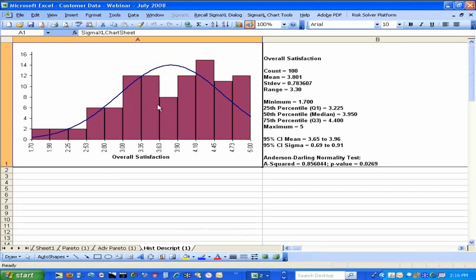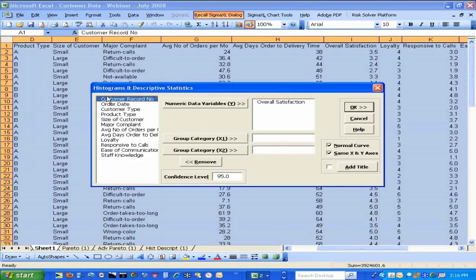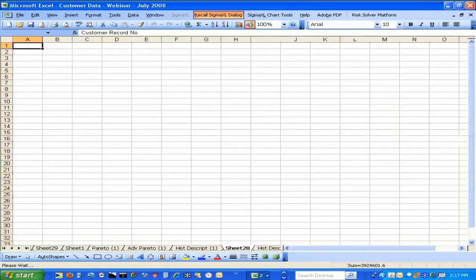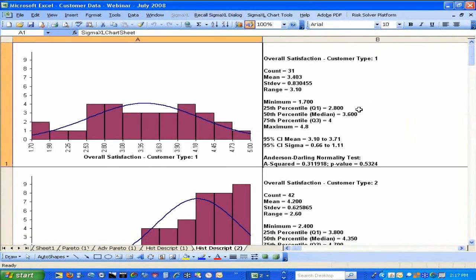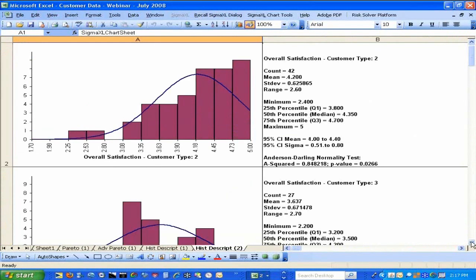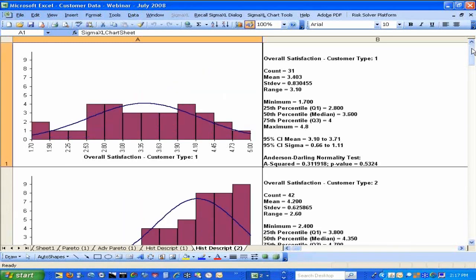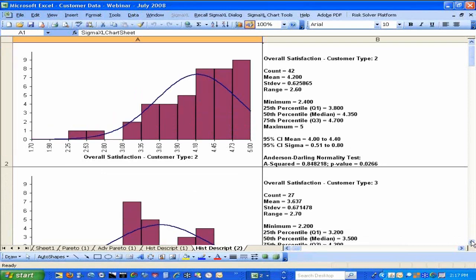I can also slice and dice. So I'm going to do again recall SigmaXL dialog, and this time I'm going to stratify by customer type and look at overall satisfaction, but this time broken out by customer type. And in this case, I look at customer type 1 versus customer type 2 versus customer type 3, and here we actually do see a difference. This is interesting because customer types 1 and 3 have nice normally distributed data, whereas customer type 2 has non-normal data, but customer type 2 is doing better because they're getting more of those higher scoring SAT scores, which is really what we want. So again, for histograms and descriptive statistics, you can stratify, you can include grouping variables, and that allows you to nicely slice and dice your continuous data.